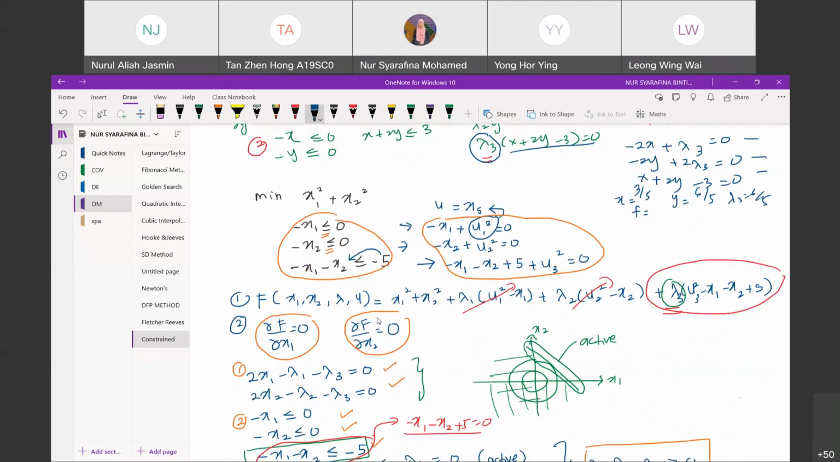Any more questions? So that is it for the Kuhn-Tucker condition. The problem here is to identify which constraint is active and which constraint is passive in order to determine which lambda is 0 or not. From there, you can solve the equations simultaneously. All right.